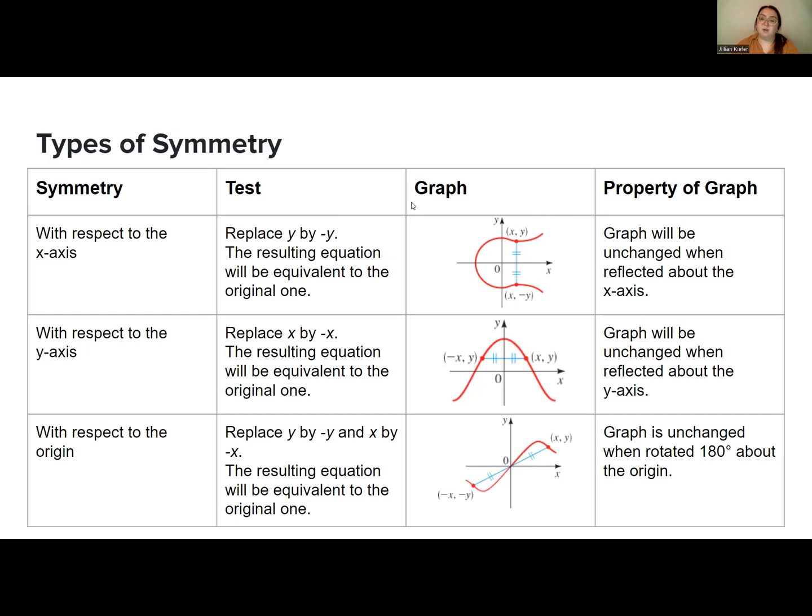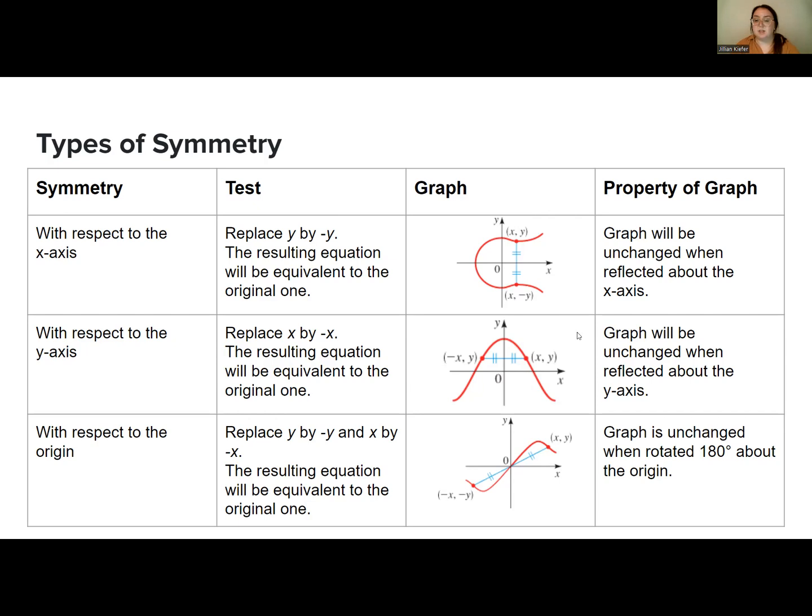So here we have a graph and we can see this function is symmetric across the x-axis. We see that symmetry in that up and down form here. The property is that the graph is unchanged when reflected about the x-axis. So it looks the same if you folded it up and down. Then with symmetry to the y-axis, if you wanted to test it algebraically, you would replace x with negative x. And if that resulting equation is the same as your original, you have symmetry to the y-axis. If it's not, then you just don't.